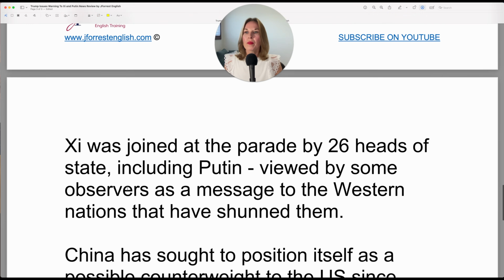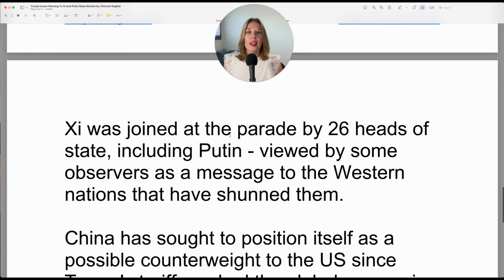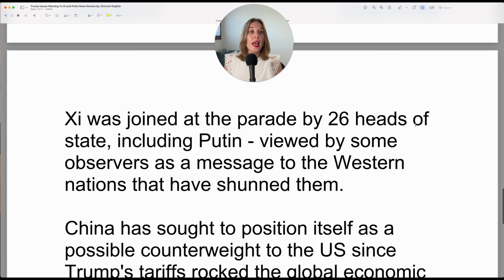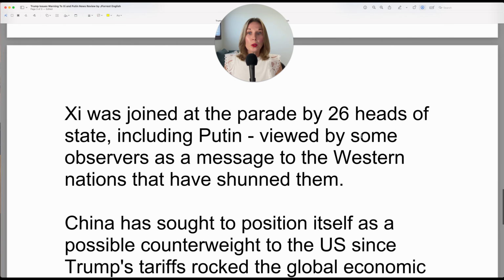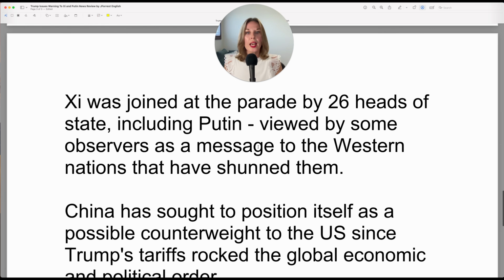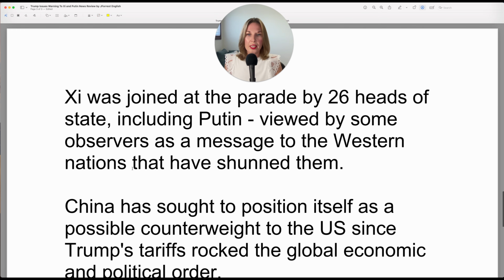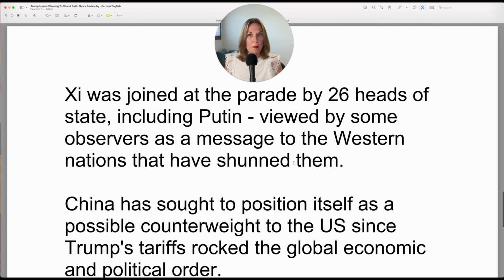Let's keep reading. She was joined at the parade by 26 heads of state. Now notice the quantifier is what gets the plural form. And a head of state, of course, represents one leader. So 26 leaders, 26 heads of state, including Putin, viewed by some observers as a message to the Western nations that have shunned them.